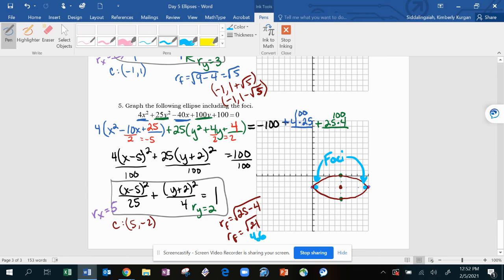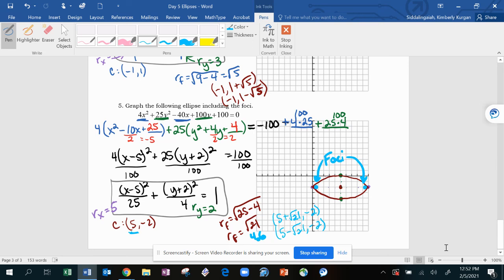If you want the coordinates for those foci, it's kind of funky, right? Because our center is not 0, 0. So this is going to be the coordinates. It's going to be 5 plus the square root of 21, comma negative 2, and then 5 minus the square root of 21, comma negative 2. I'm getting this 5 from the center because I moved from the center.